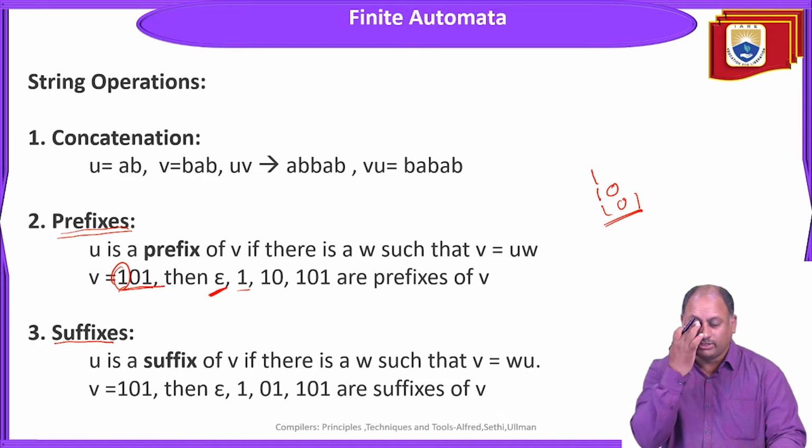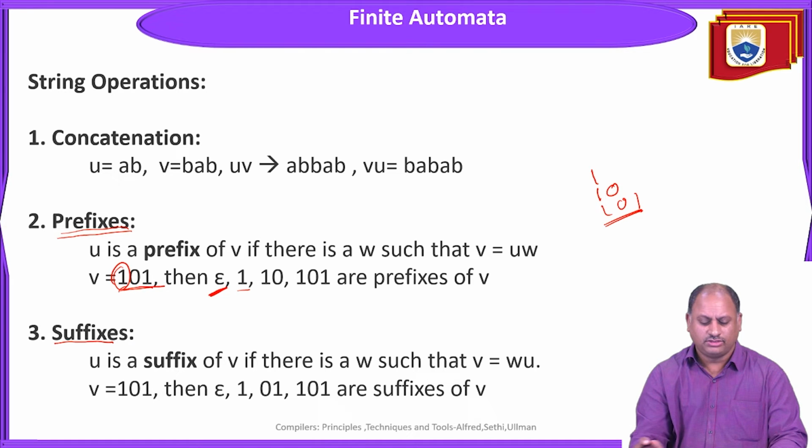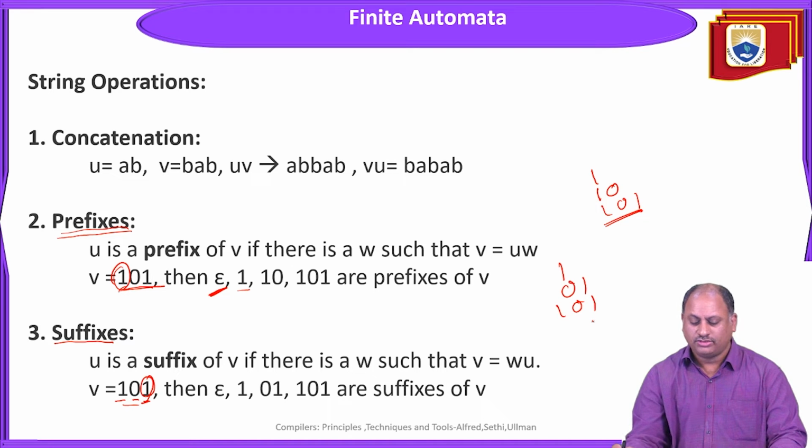If you append epsilon with 101, we get 101. For example, in the case of suffix notation for 101, you can consider 1, the suffix 01, another suffix 10, and epsilon. So for the three cases we include epsilon. Epsilon appended with 101 gives the same string, and epsilon with 10 also gives the same string.